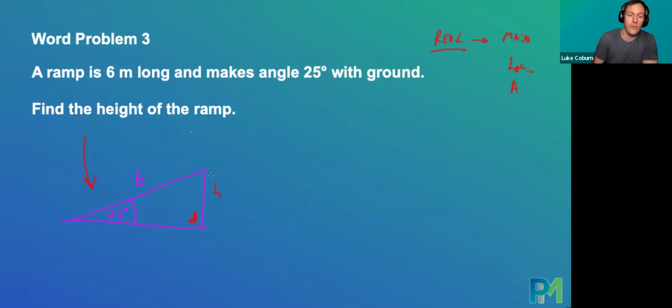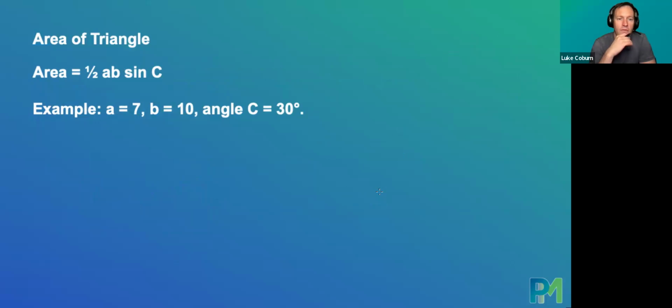So, okay, we want the height of the ramp. So we have that sine 25 is equal to h over 6. So h is equal to 6 times sine 25. Brilliant. Okay, move on.